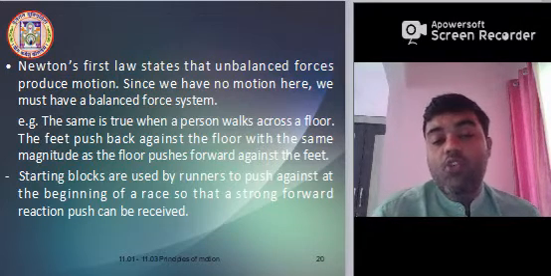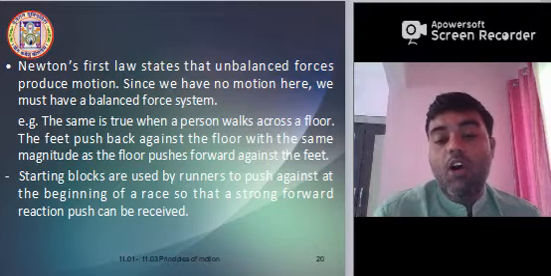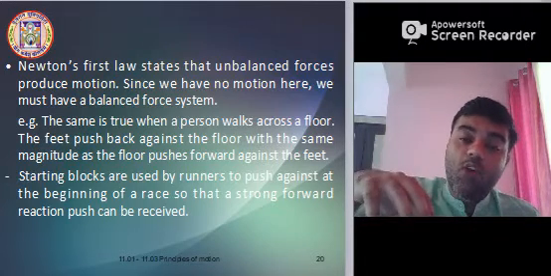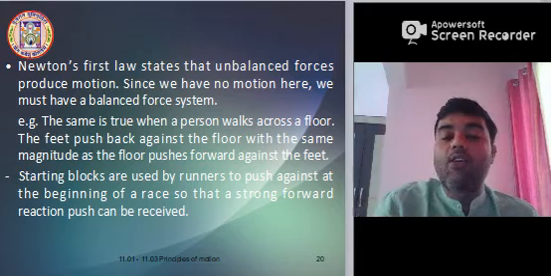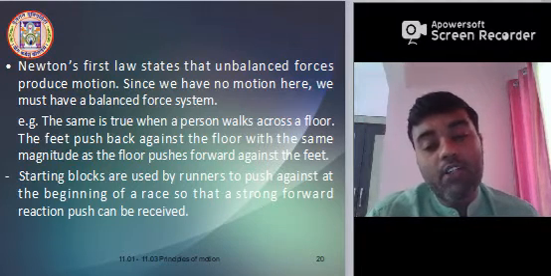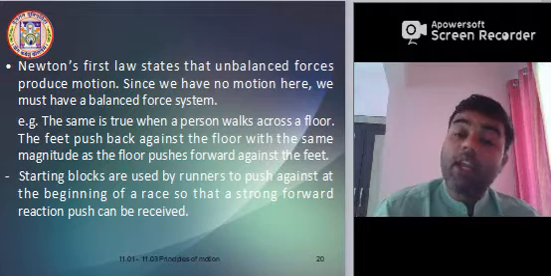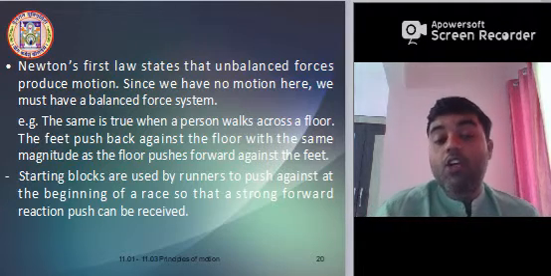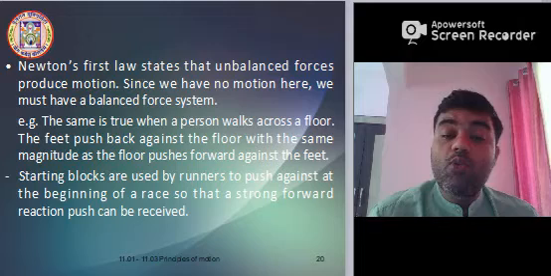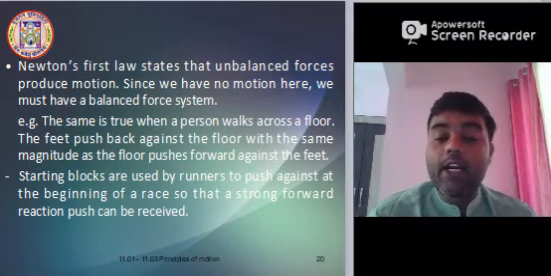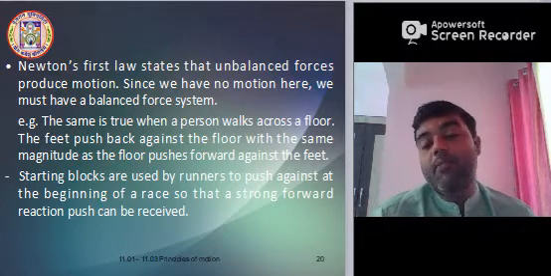The same is true when a person walks across a floor. The feet push back against the floor with the same magnitude as the floor pushes forward against the feet. That is called ground reaction force, and it is a very important topic in second year kinesiology. Starting blocks are used by runners to push against at the beginning of a race so that a strong forward reaction push can be received.